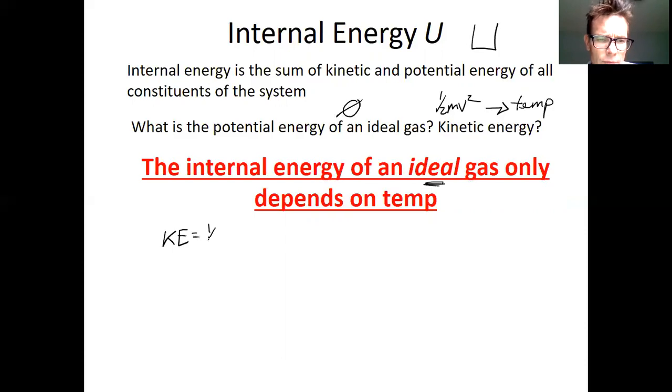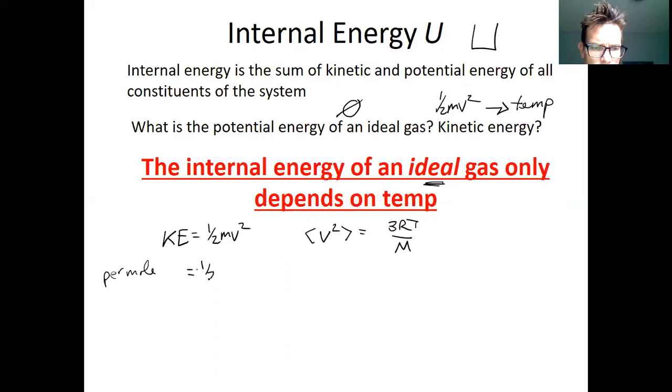So I'm going to write this way. Kinetic energy is 1/2 mv squared. Remember from our previous notes that v squared is 3RT over m. This is defined per mole. This is per molecule. And so what you end up having to do is define this per mole, and you get something which looks like this, 1/2 N mv squared.